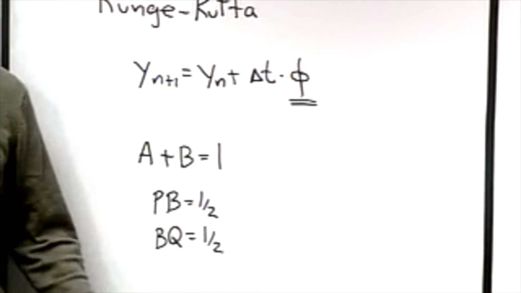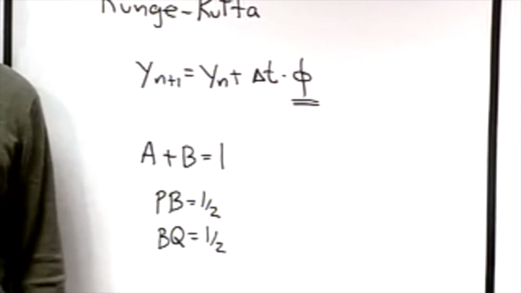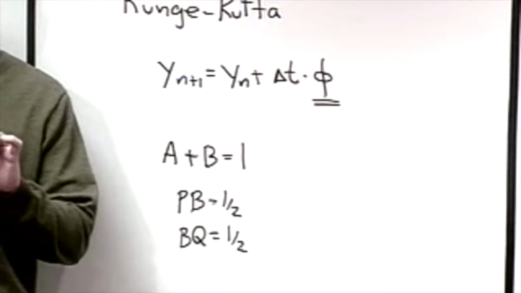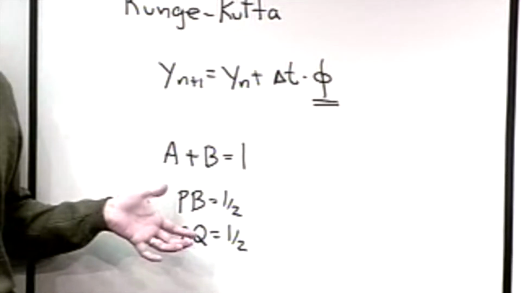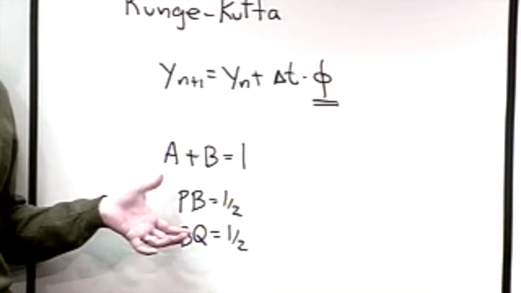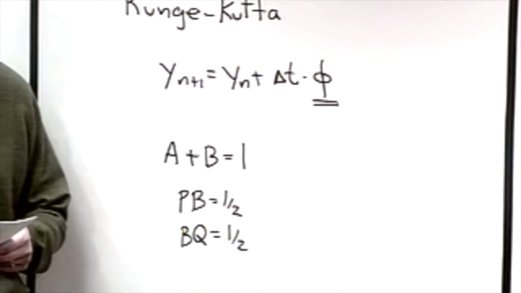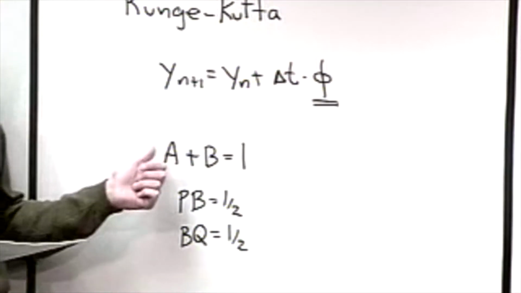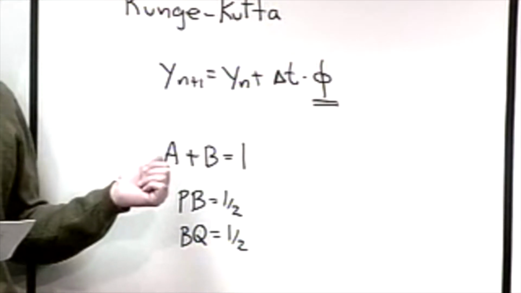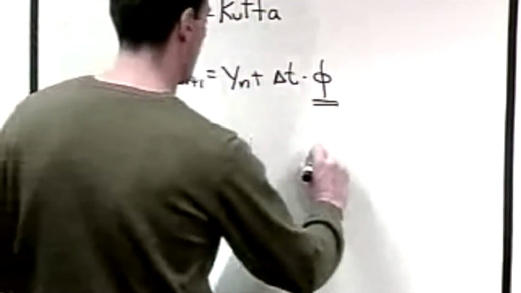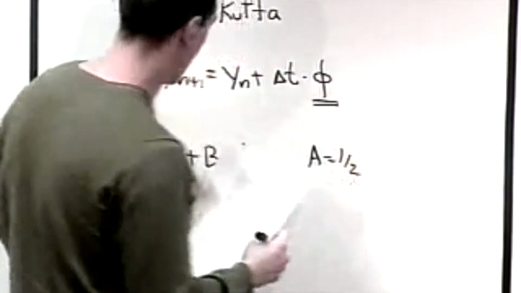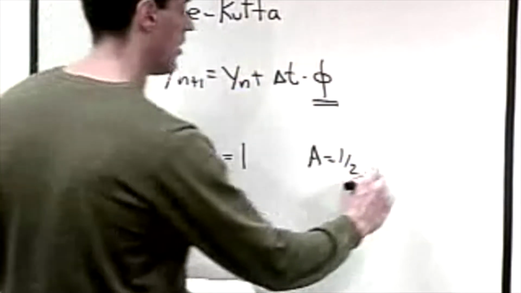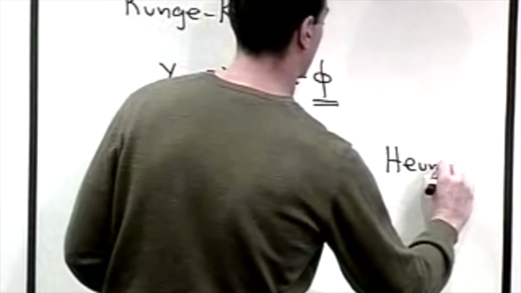Three equations, 4 unknowns. That means it has 1 degree of freedom. So there's an infinite number of choices you can make here. Some of the more famous ones are to pick A to be 1/2 or A to be 0. If you pick A to be 1/2, then you can solve for the other 3 equations. That gives you what's called Heun's method.